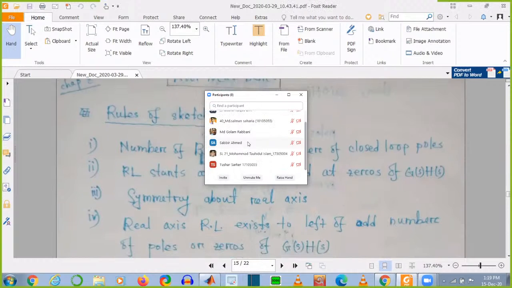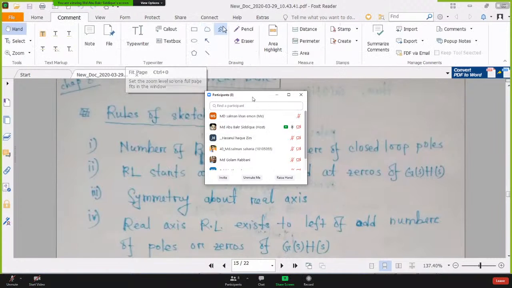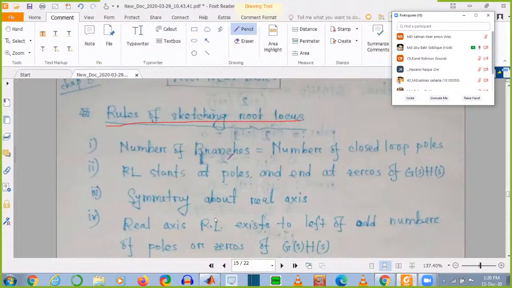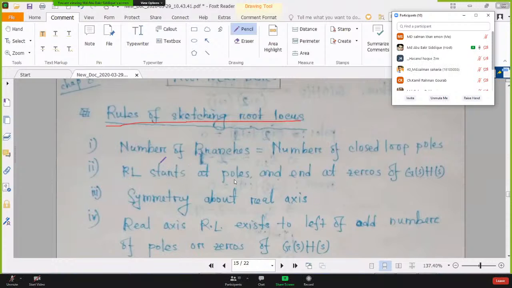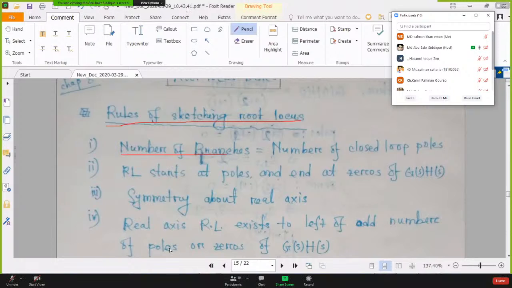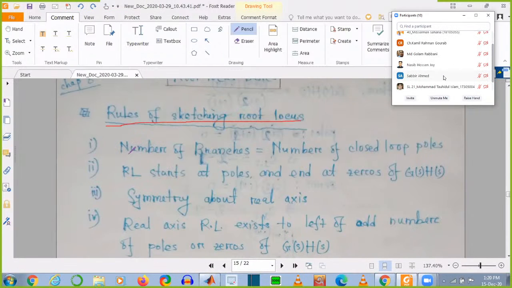Okay, so there are several rules for sketching root locus, and we'll discuss these rules today. So, rules of sketching root locus. Number one: number of branches equals number of closed loop poles. For that you have to know some concepts. Those concepts we have already covered, and you have to remember them, otherwise it will be very difficult for you to understand.